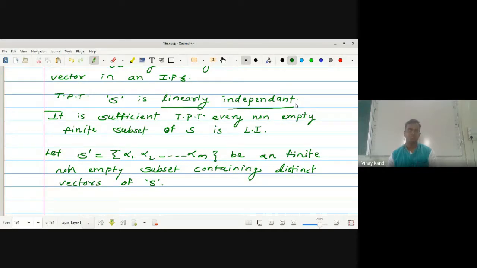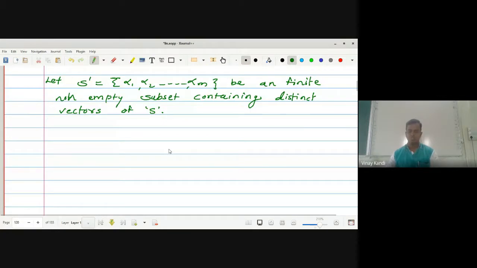Actually, in a set we write a vector only once; there is no need to take it twice. Okay, so what is S dash here? Alpha 1, alpha 2, up to alpha m, a finite non-empty subset containing distinct vectors of S, and each vector is distinct. Here alpha 1 is not equal to alpha 2, alpha 2 is not equal to alpha 3, up to alpha m. So here we have to prove that S dash is linearly independent.